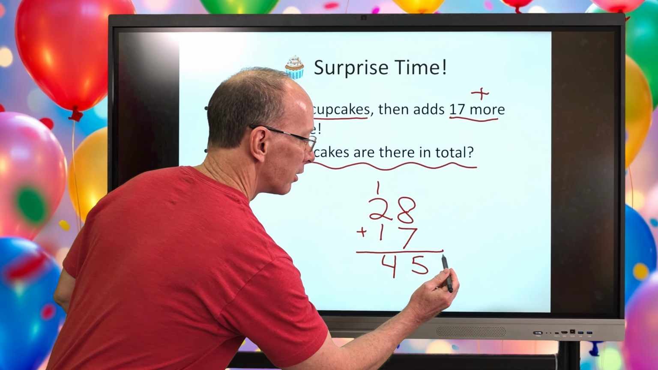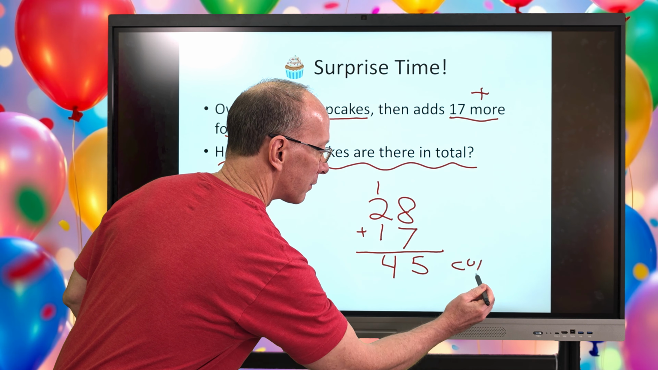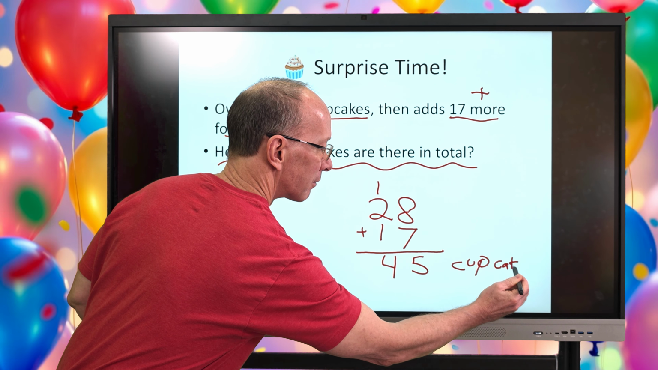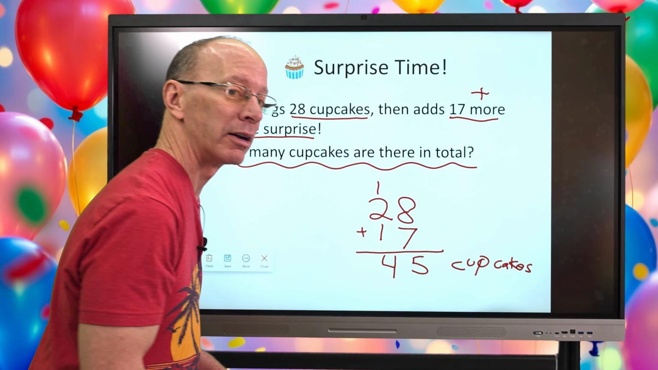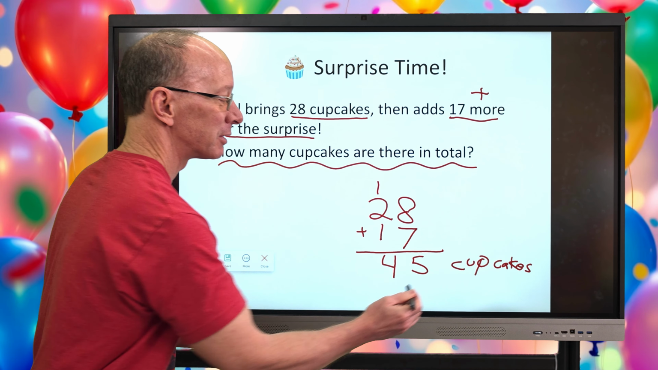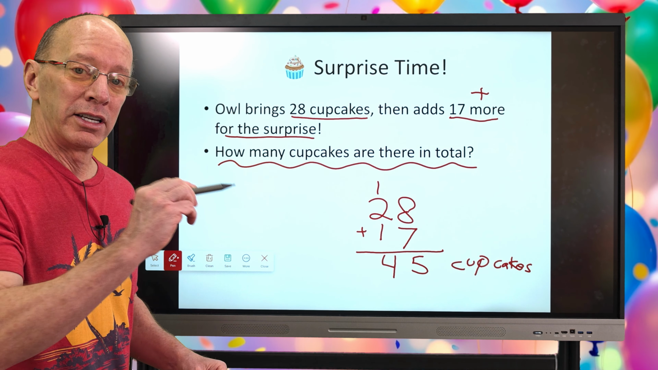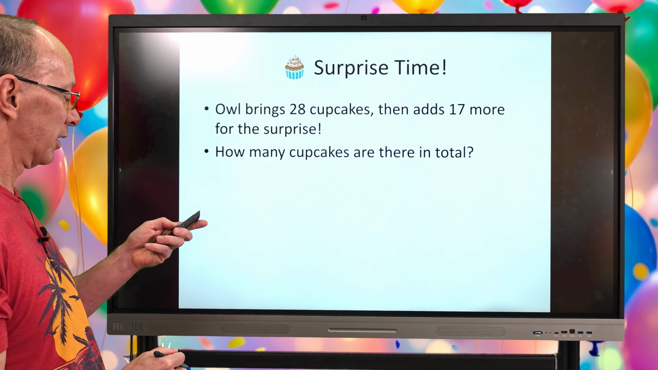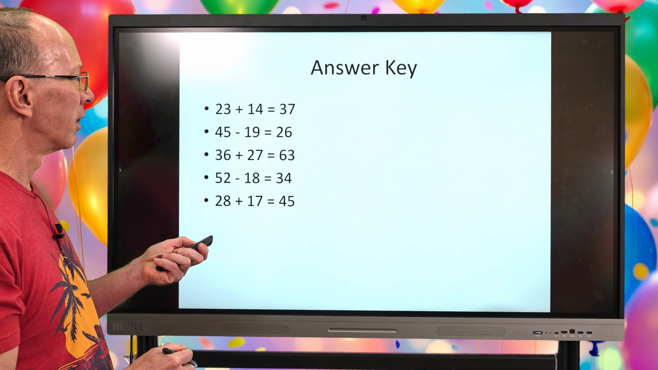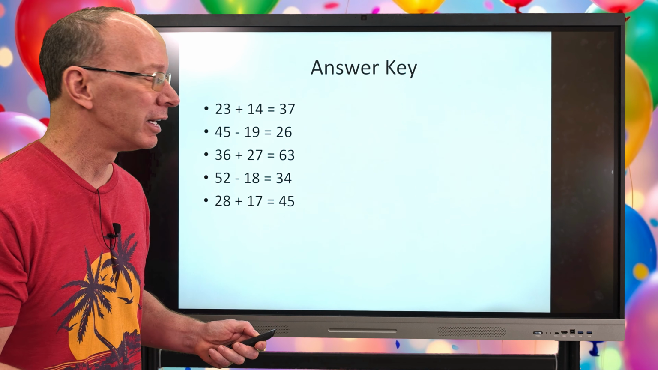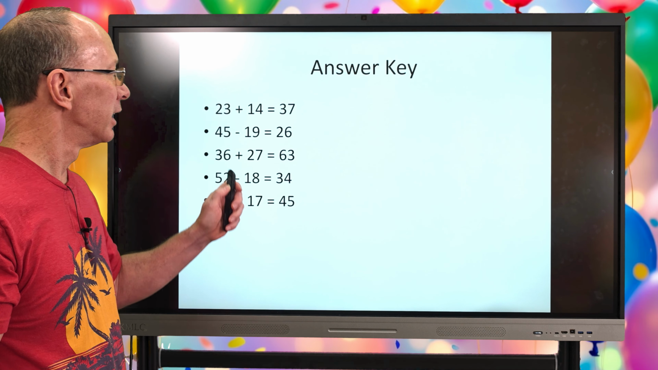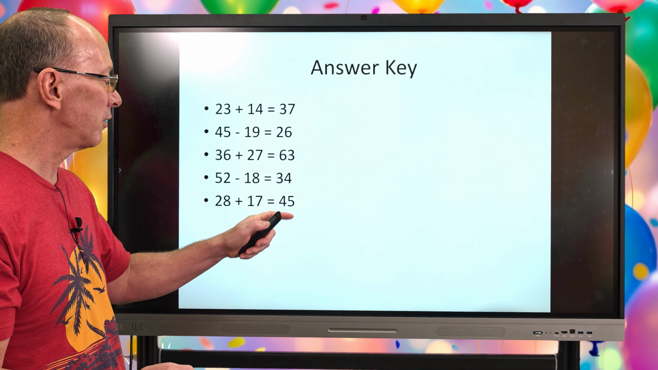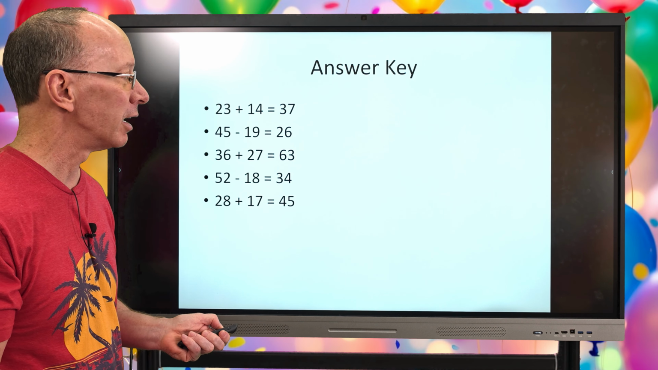All right, if you want to, you can write down right over here, cupcakes. Again, my handwriting is a little sloppy here because I'm trying to reach over there. Hopefully you'll write a little neater there. Okay, let's go on to our next slide here. All right, and there is our answer key if you want to check your problems. On our first one, it was 37, 26, 63, 34, and 45.